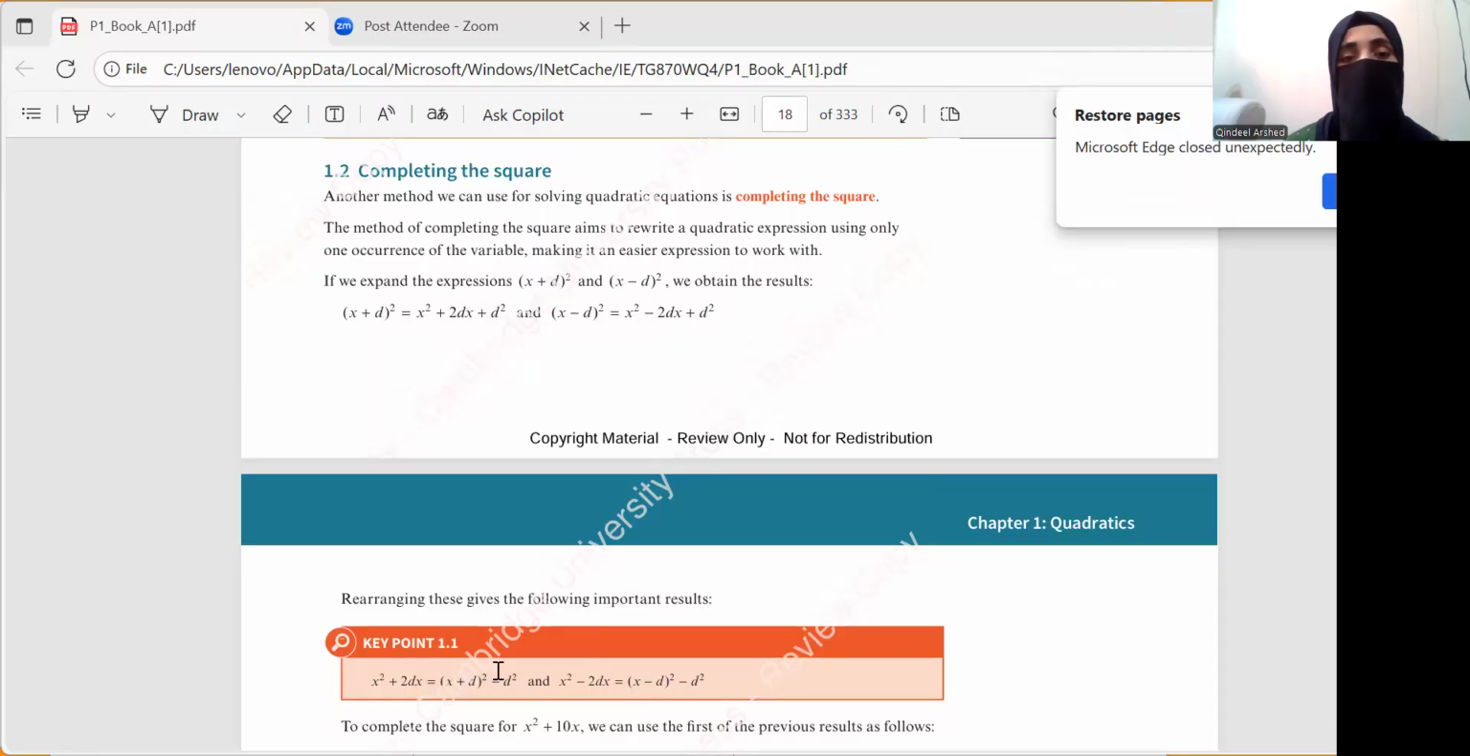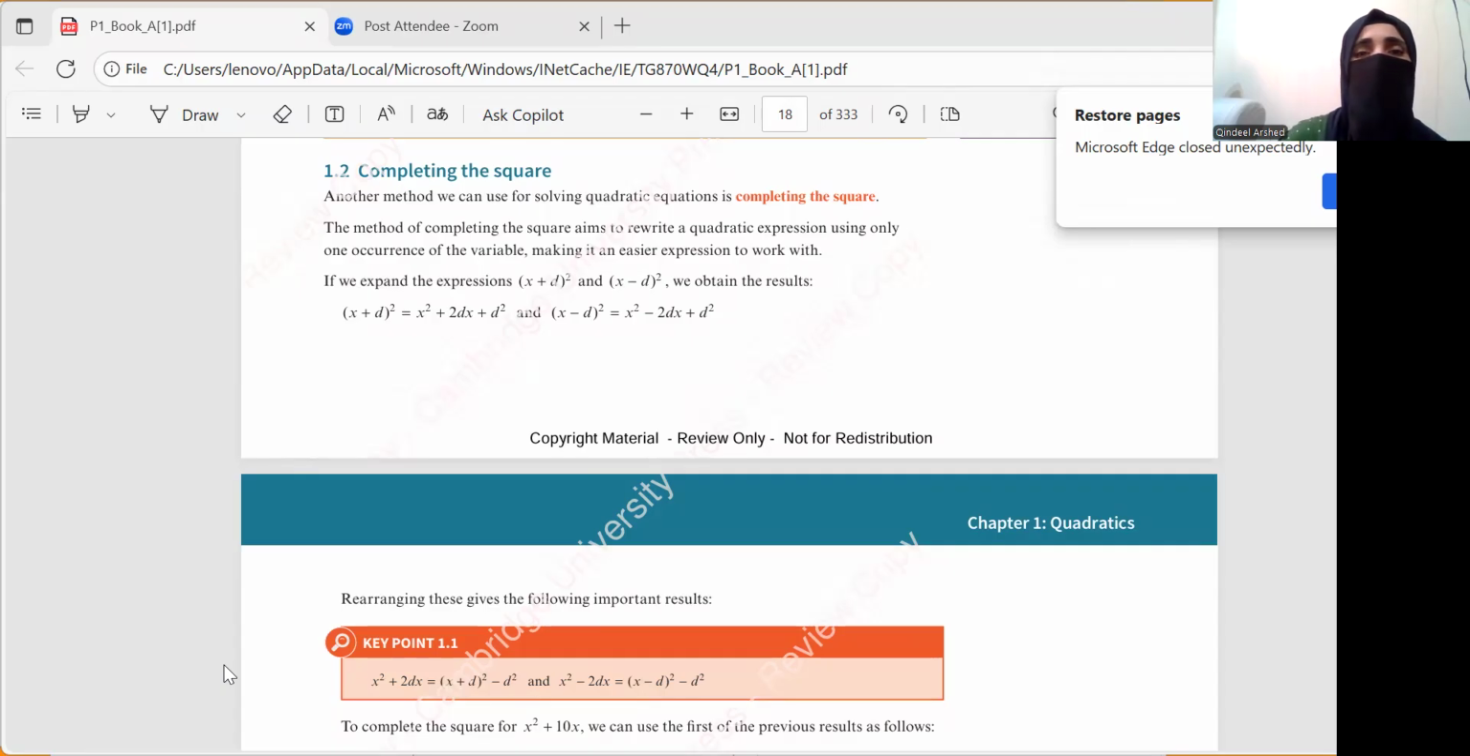Now I am starting my lecture. I'm sharing the book first, then we are going to start. Today my topic of discussion is the quadratic equation and how to find the solution of the quadratic equation. First of all, the important thing is, what is a quadratic equation?